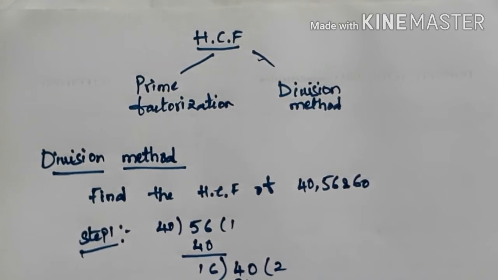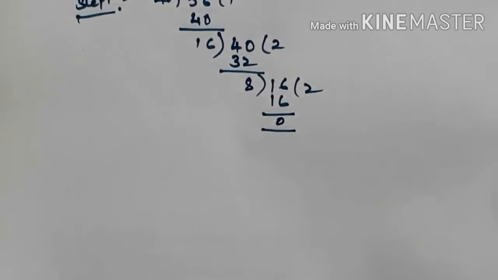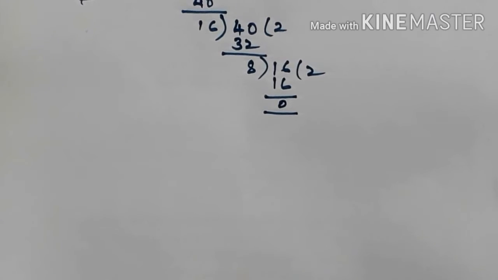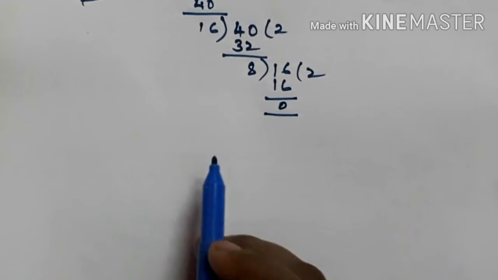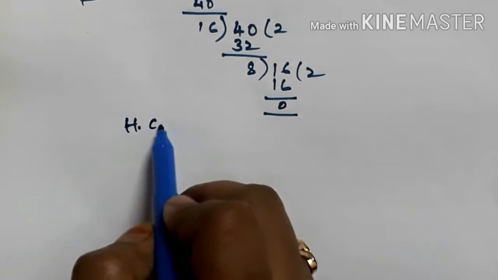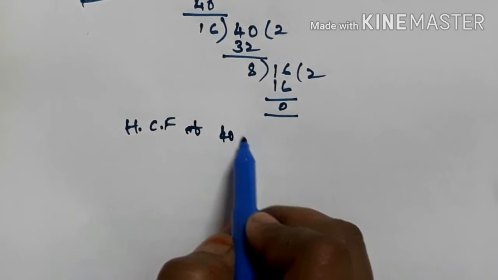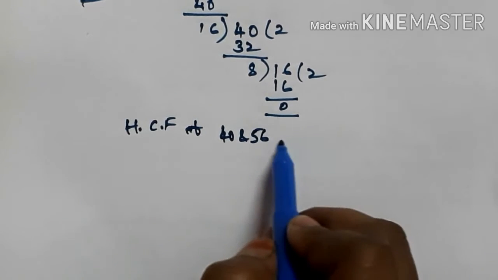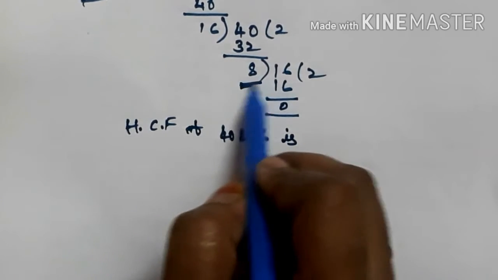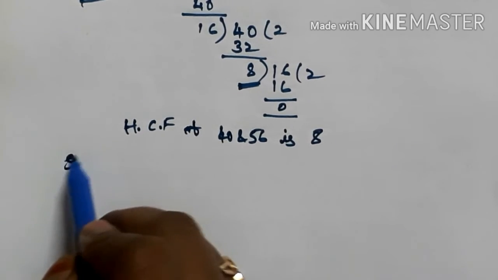Next, the previous divisor is 16, that is 8 twos are 16. Remainder is 0. Therefore, the HCF of 40 and 56 is 8. The last divisor is 8, and that is the HCF of 40 and 56.